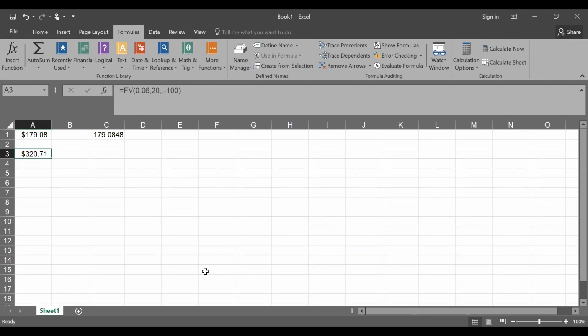Sir, can you use the same formula to calculate a loan, for example? Yeah, but we do it in the next class. All right. I'll show you how this is calculated in the next class.